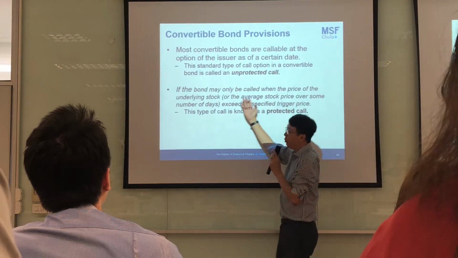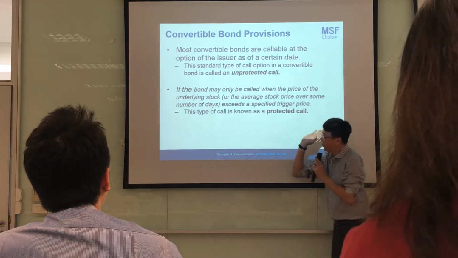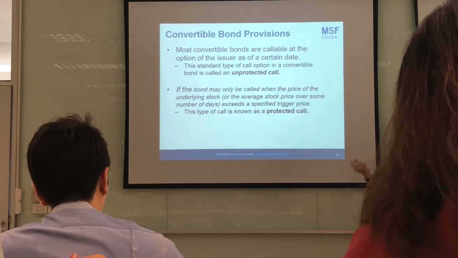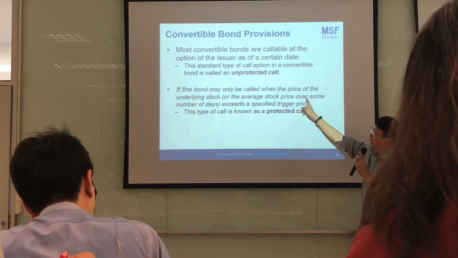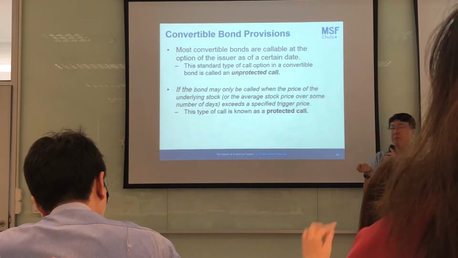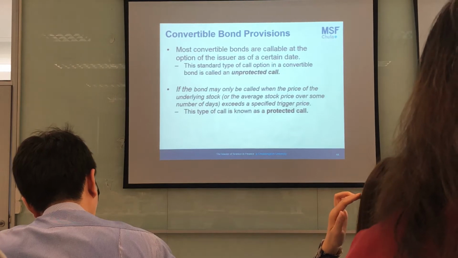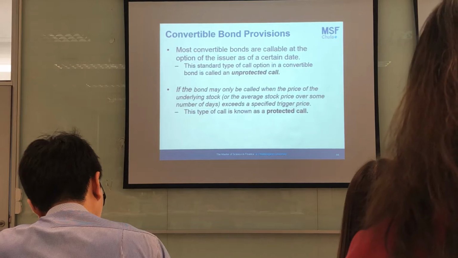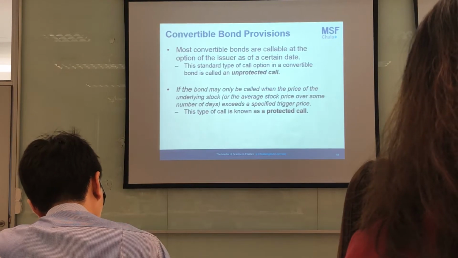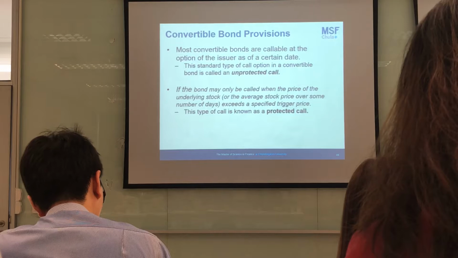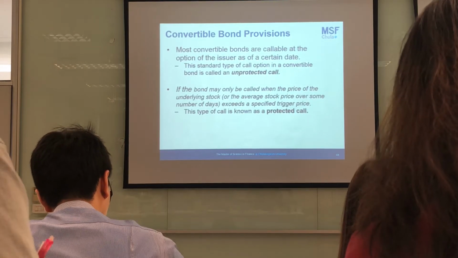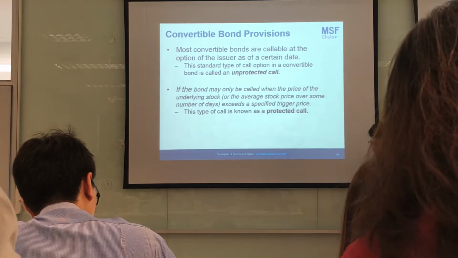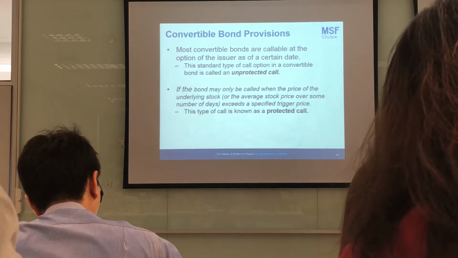However, some convertible bonds may specify a condition that allows the bondholder to convert into the stock. As you can see in this bullet, the bond issuer may specify a condition like this: the average price, or the price on some single day, exceeds a certain level, then the bondholder is allowed to convert into the stock. So this is the condition to allow the bondholder to convert into the stock.